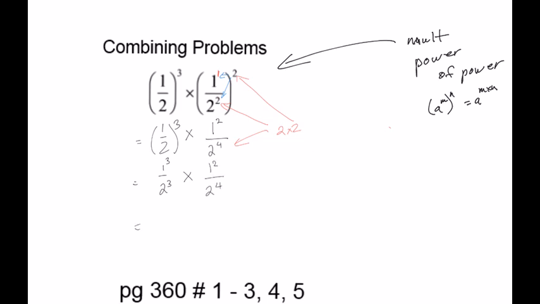Now, when you have something that looks like this, if you have numerators that have the same base, we can take those bases and pull them together. So we could literally have 1 cubed times 1 squared, which would eventually end up being 1 to the 5, divided by 2 cubed times 2 to the 4, which is 2 to the 7, which will give us 1 over 128.